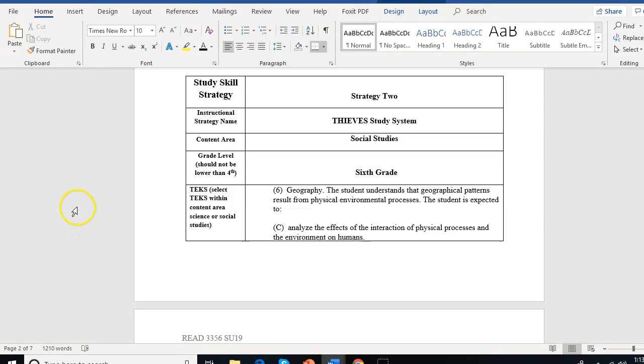Hello, I'm going to show you a strategy called THIEVES Study System. I'm using this strategy for 6th grade social studies, and my TEK is geography. The student understands that geographical patterns result from physical environmental processes. The student is expected to analyze the effects of the interaction of physical processes and the environment on humans.